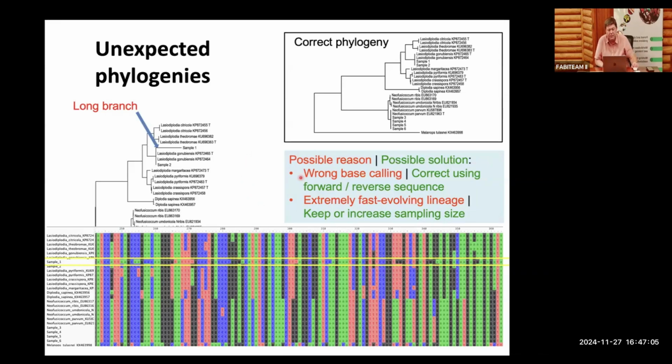Right, so the possible reasons for this is wrong base calling, so you can correct your sequences using forward or reverse sequencing, or extremely fast evolving lineages. And if you really want to understand what's going on there, you increase your sampling size. So what happens then, if you have a large sampling size and there are more of these samples that belong to this group, you will form a clade or a group. And then if there's good bootstrap support, statistical support, then that's fine. You leave it.